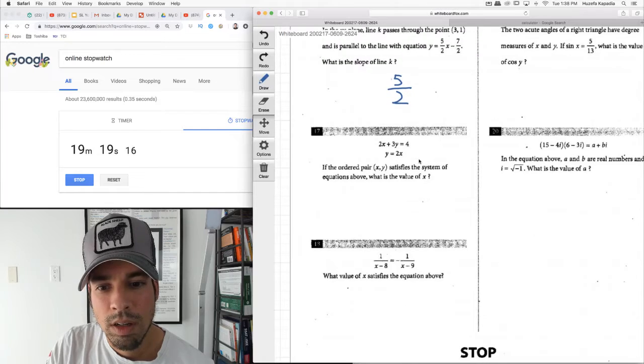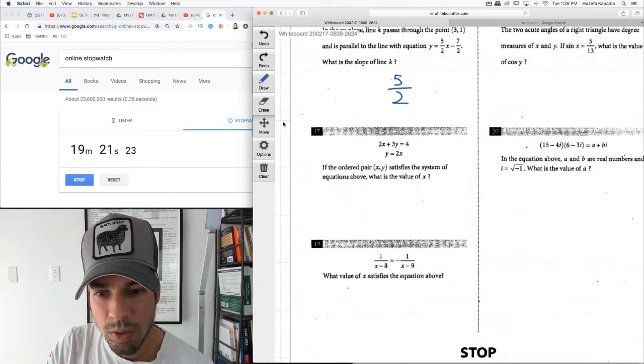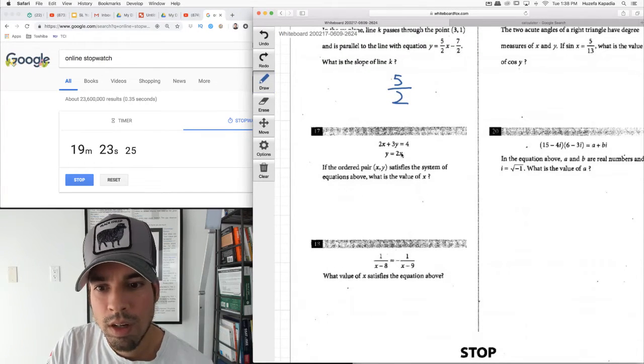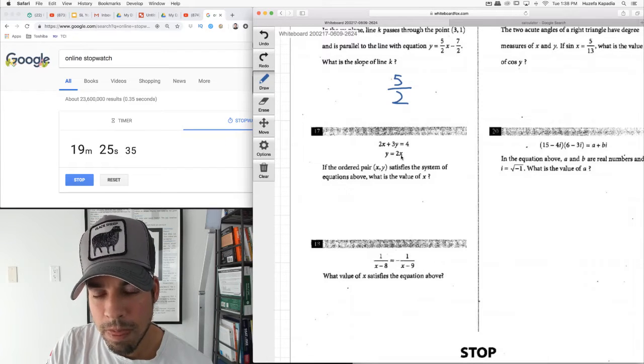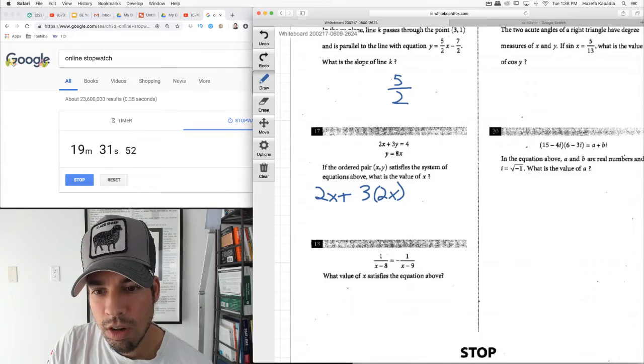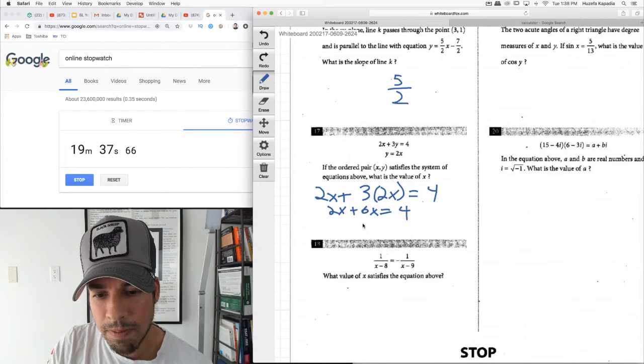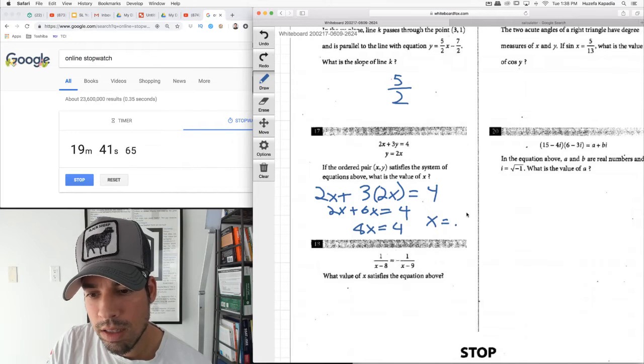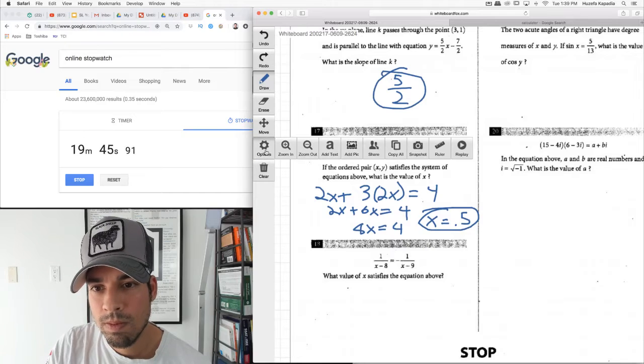Next, if the ordered pair satisfies the system of equations above, what is the value of x? Okay. Let's do a little substitution. I'm going to substitute in 2x for y, so it's 2x plus 3 times 2x, right? See how I'm replacing the y with 2x per this equation equals 4. 2x plus 6x equals 4. 8x equals 4. X equals 0.5. Let's keep going.